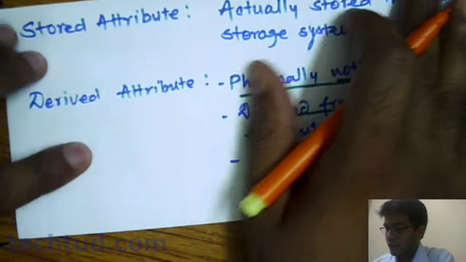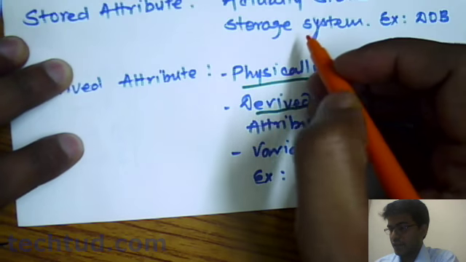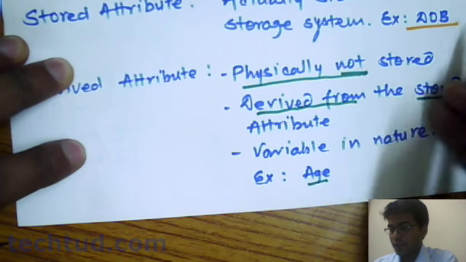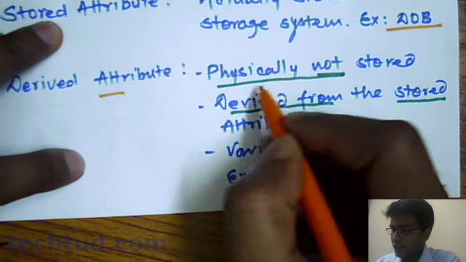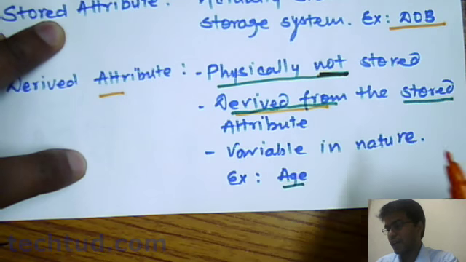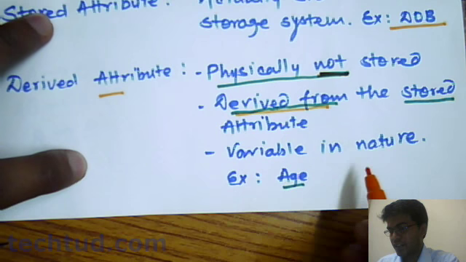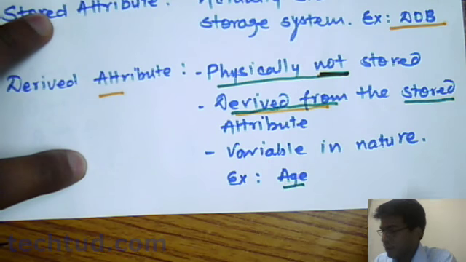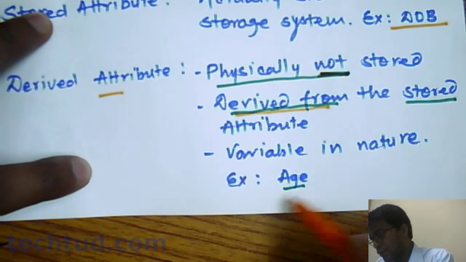Now coming to the definition part. Stored attributes are actually stored in the database, for example, date of birth. But derived attributes are physically not stored in the database. They are derived from stored attributes. Generally, these derived attributes are variable in nature. That's why we don't store them, we derive them dynamically from stored attributes.